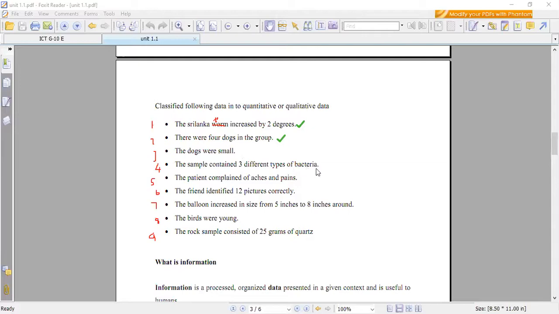Then, the sample contains 3 different types of bacteria. They have identified 3 different types. They have measured, quantitative. Patient complains of aches and pains. We can't measure how much pain, so that is qualitative. The friend identified 12 pictures correctly, quantitative. Then the balloon increased in size from 5 inches to 8 inches. That is also measured.